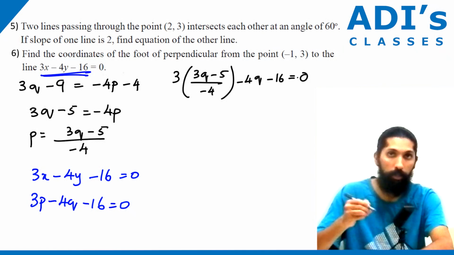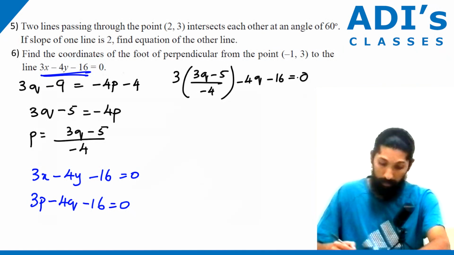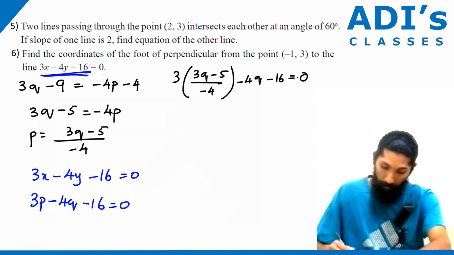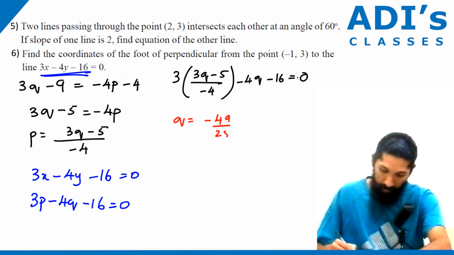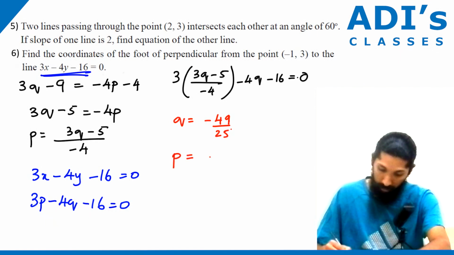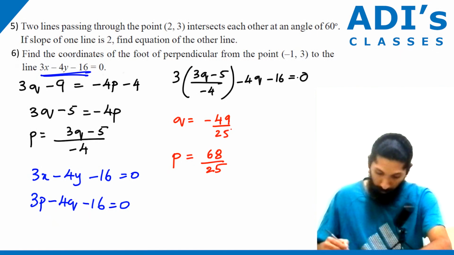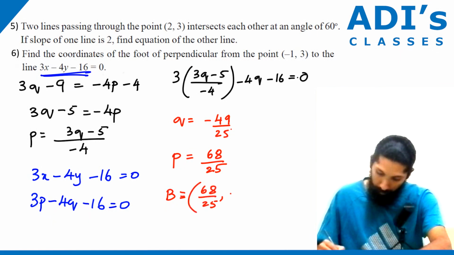Same way, you will get the value of p. Isn't it? So, the value of q is equal to minus 49 by 25. And same way, if you substitute, the value of p is going to become 68 divided by 25. So the foot of the perpendicular was B. So B is 68 by 25, comma minus 49 by 25.